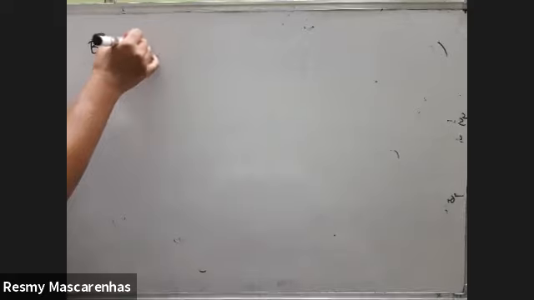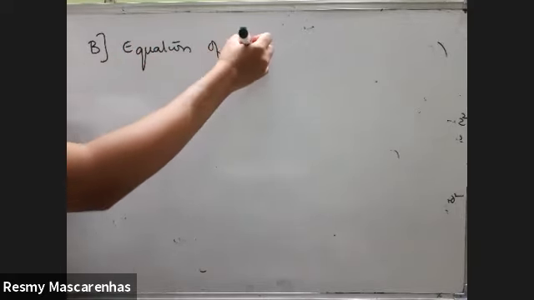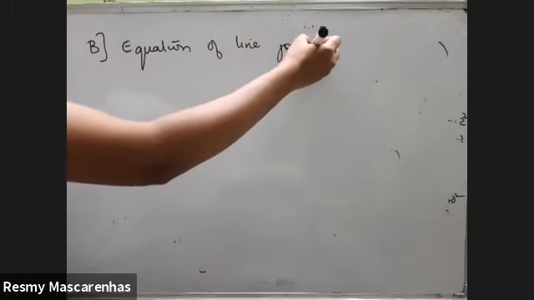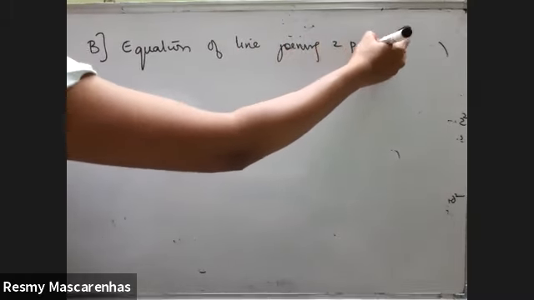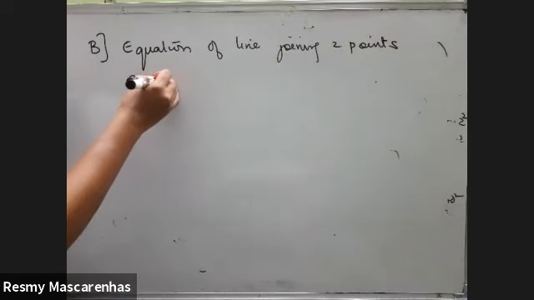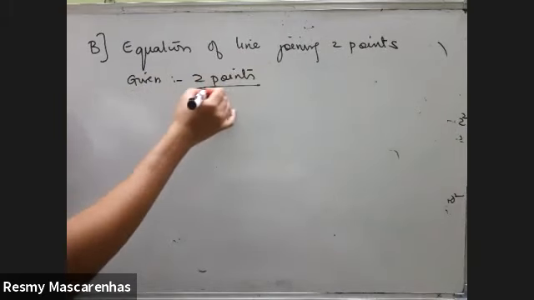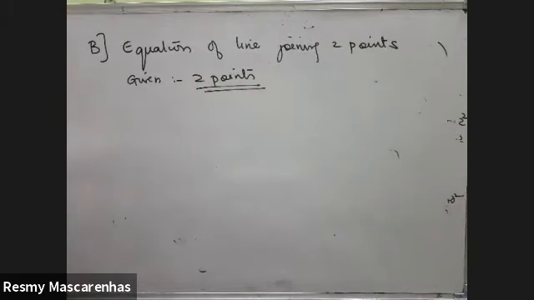When a point was given and a parallel vector was given. Now the second, that is the B part, equation. What will be given is just 2 points. That's it. And you have to find the equation.